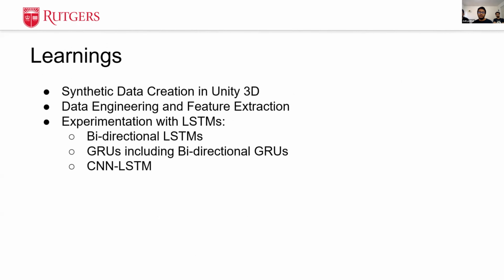So some of the learnings are we got to learn a lot on Unity 3D animations, etc. And we got to know about data engineering and feature extraction, on which features to use, what type of features to use, and what features mostly impact the model. And we experimented with multiple types of LSTM, bidirectional GRUs, and finally CNN and LSTM. So the final takeaway for this is it's mostly not about the quantity of the data that matters, rather the quality of the data that matters.